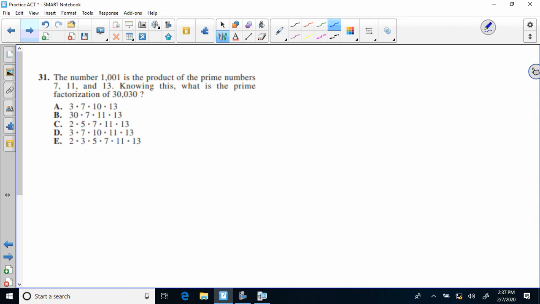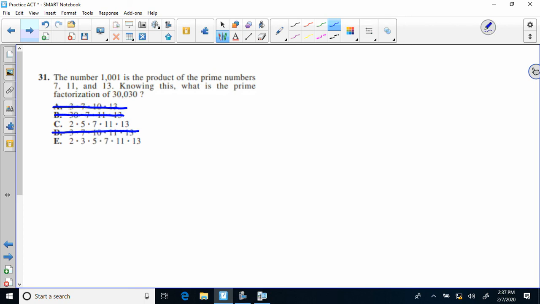So if I look at letter A, I know it can't be A because 10 is composite. 10 is 2 times 5, so it can't be A. I know it can't be B because 30 is 2 times 5 times 3. And so that's composite. So that's definitely not it. Letter C has all prime numbers, so it could be C. It can't be D because 10 is composite. And it can be E, they're all prime. So now you're down to only 2 choices for your answer.